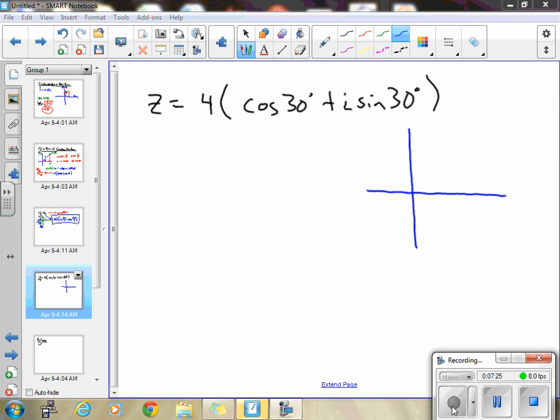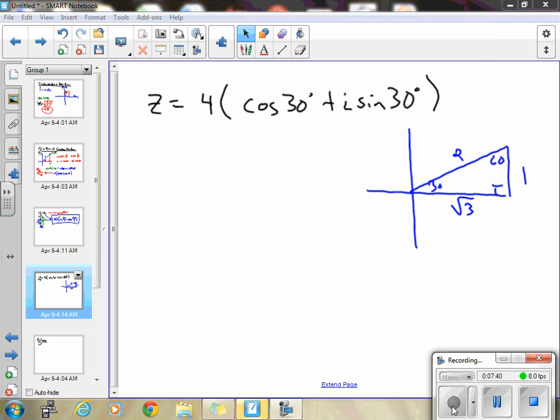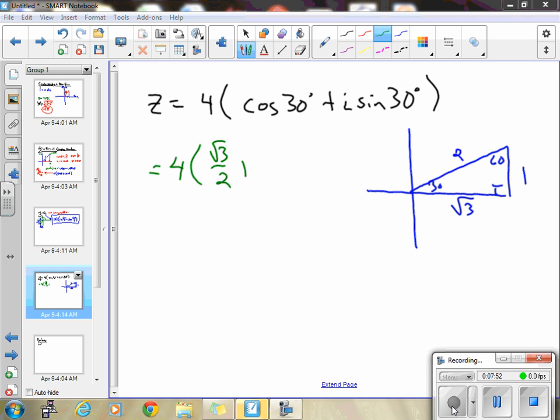Well, what we know about 30 degrees is that it's in quadrant 1. So if we envision the 30, 60, 90 triangle oriented as such, with a 30-degree angle in standard position, we would use the sides 1, 2, and radical 3. And so what we have here is 4 times the cosine of 30. Well, looking at this triangle, we know that the cosine of 30 is going to be the square root of 3 over 2, and that the sine of 30 is going to be 1 over 2 times I.